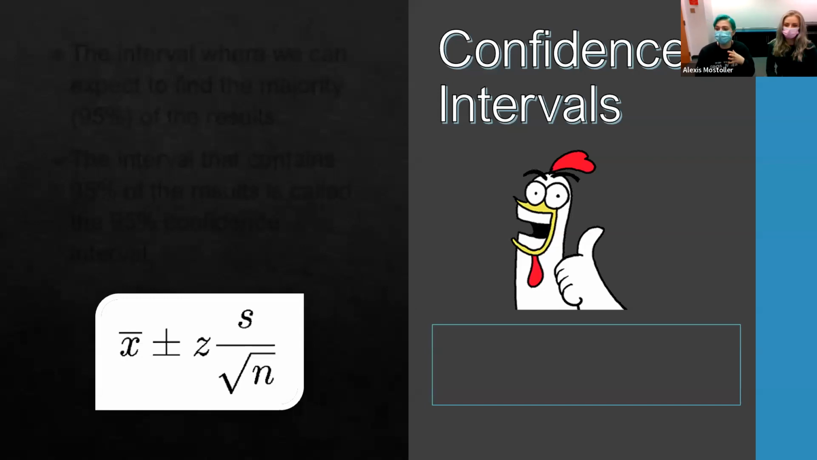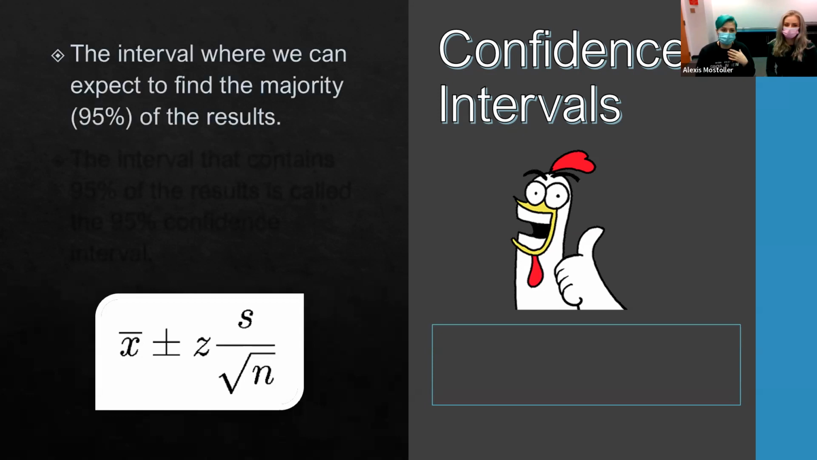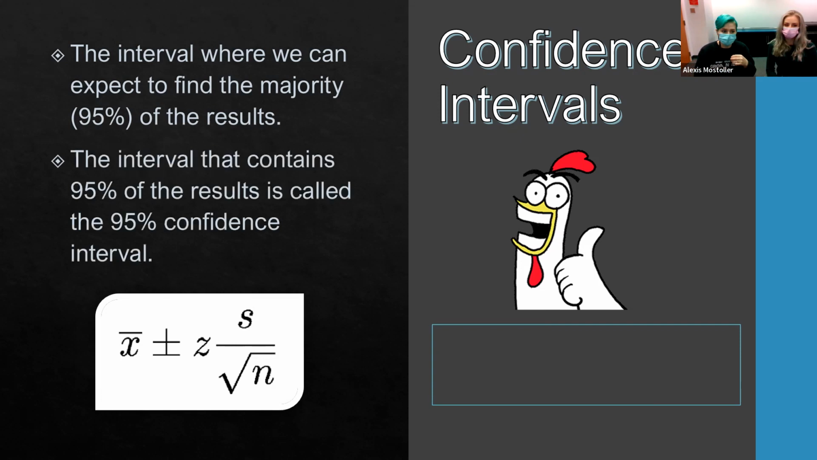Confidence intervals then are kind of involved with the p-values. It's the interval where you can expect to find the majority of your results. So if you think back to that histogram image that we had a little bit earlier, you have your bell curve. The confidence interval is going to be a lower value and a higher value that captures the majority of your data. It contains 95% of your results, which is why it's called the 95% confidence interval.